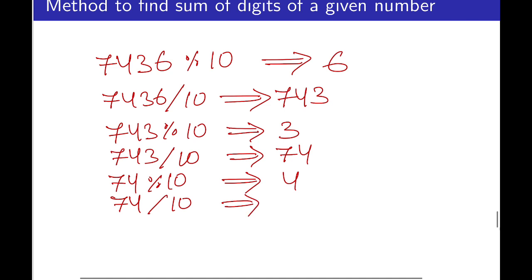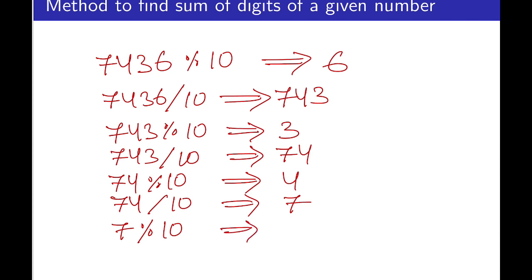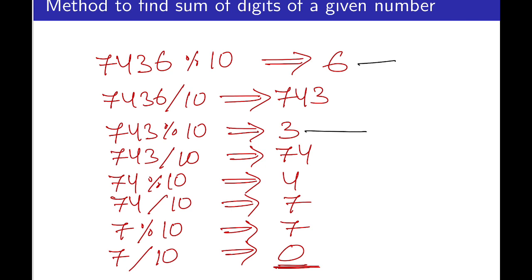Now repeat the same procedure: 74 modular division 10, we are going to get 4, then 74 division 10, we are going to get 7, then 7 modular division 10, we are going to get 7. Now 7 division 10, we are going to get 0. So now here we will stop. Once we get a 0, we are going to stop. Now here we can see we have extracted the digits like this: 6, then 3, then 4, then 7. So once we apply the modular division, we are getting one digit.